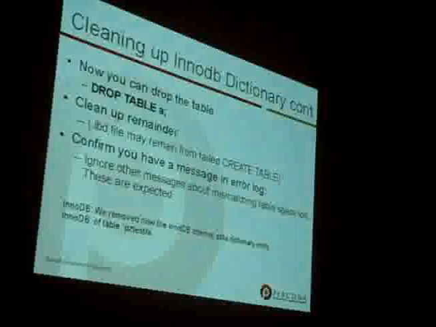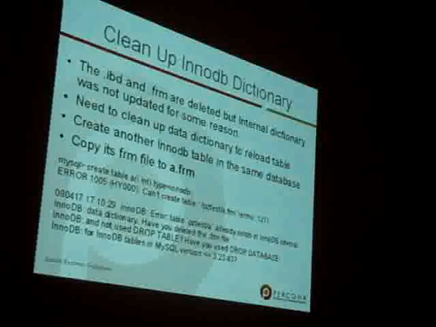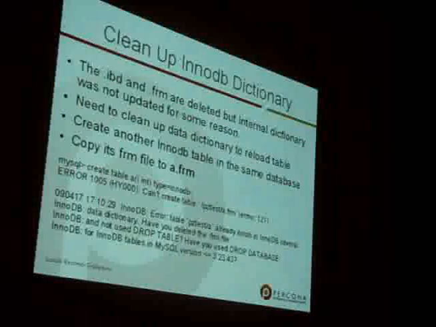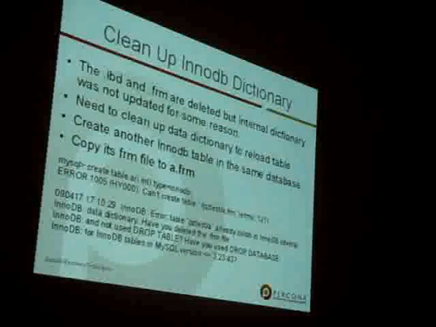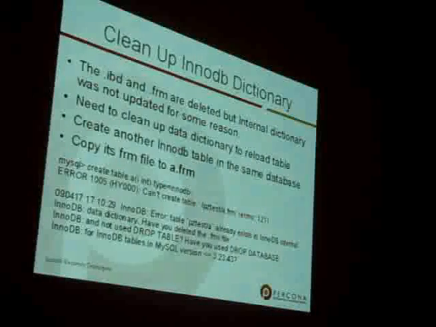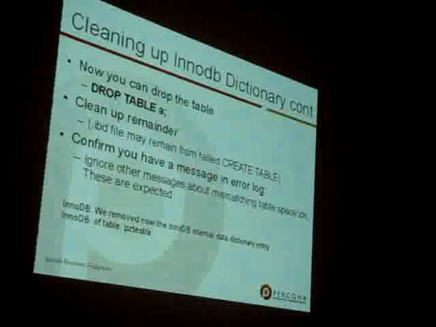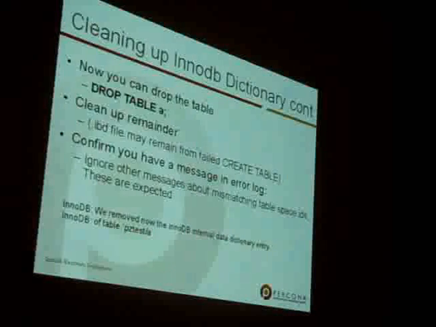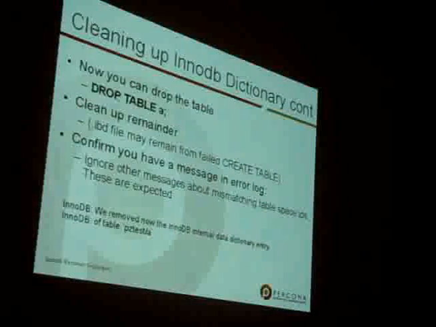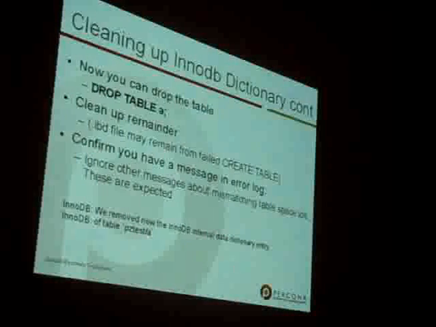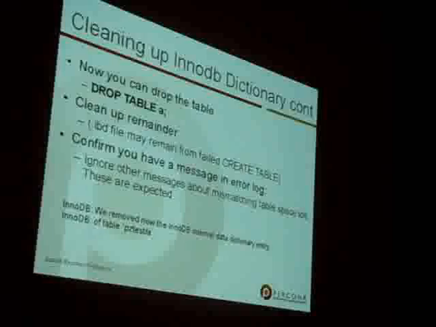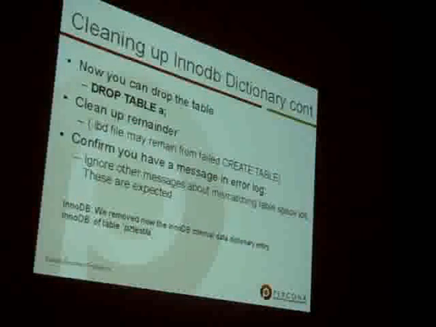So what do we do? We can create a table in the same database, like B. The structure is not important. Then you copy this table's FRM file to an FRM file for the table which you dropped, and then you can do drop table. You would see in the error log a bunch of error messages complaining that this table has the wrong ID. But InnoDB will still drop the table from its data dictionary matching that table.